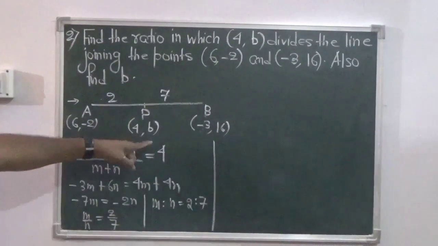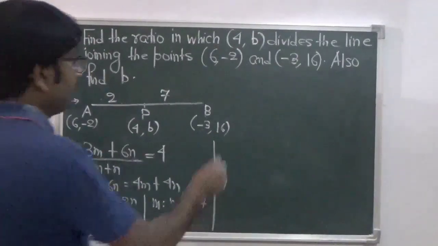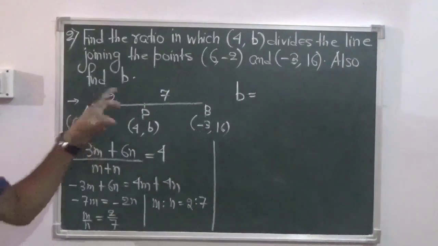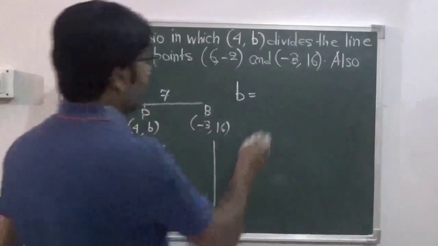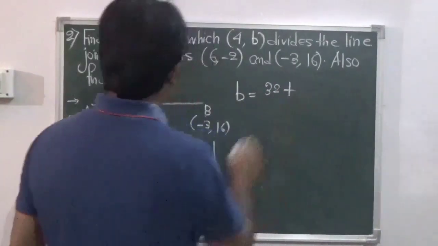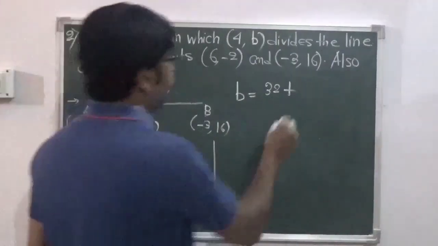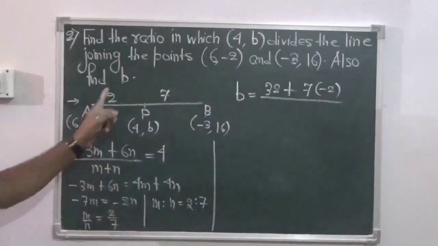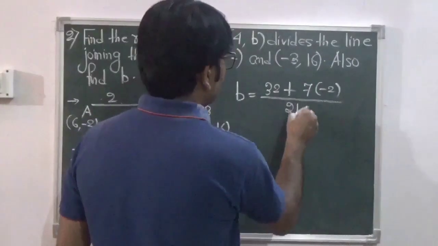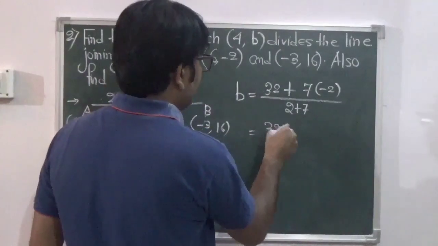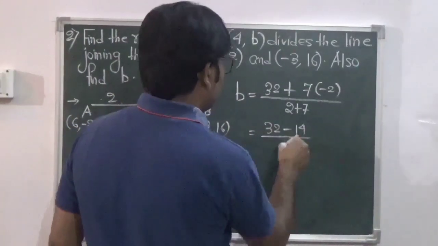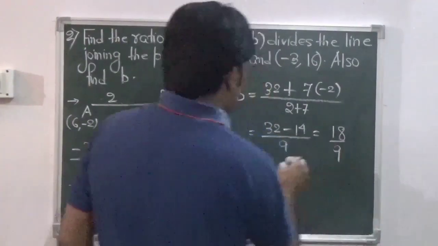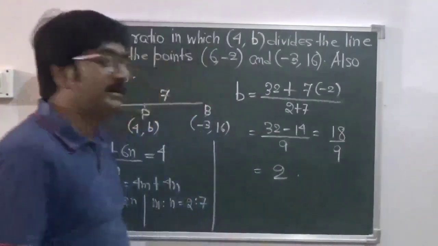Now we need to find the value of b. So we apply the section formula again for the y coordinate. So y coordinate b is equal to my2 plus ny1 by m plus n. So 2 into 16, that is 32, plus 7 into minus 2, by m plus n, that is 2 plus 7. So this is equal to 32 minus 14 by 9.